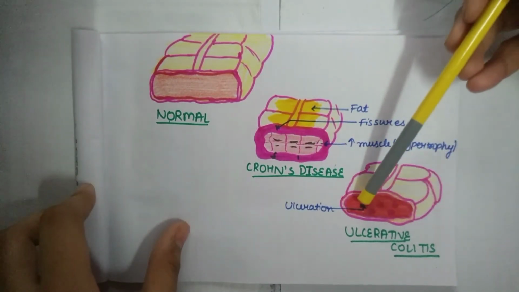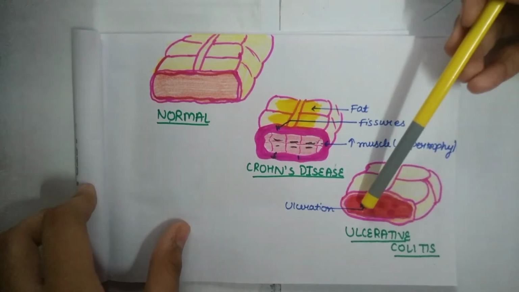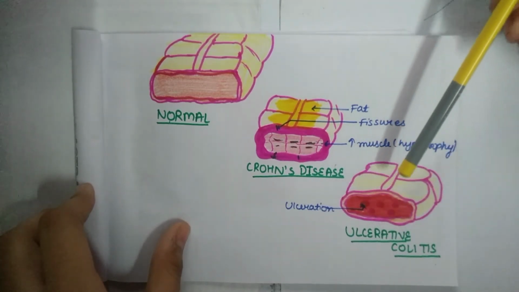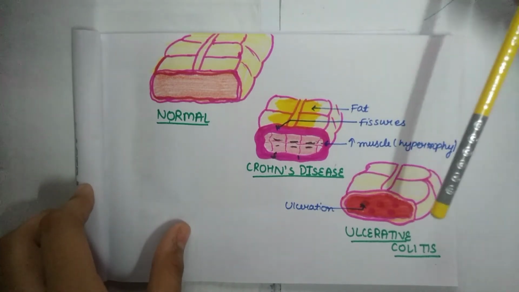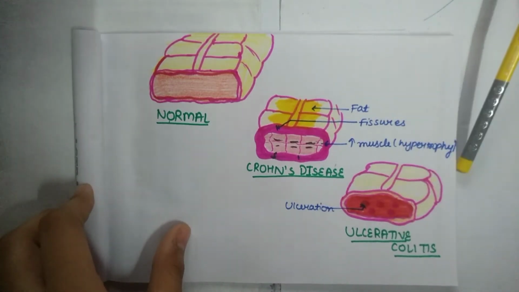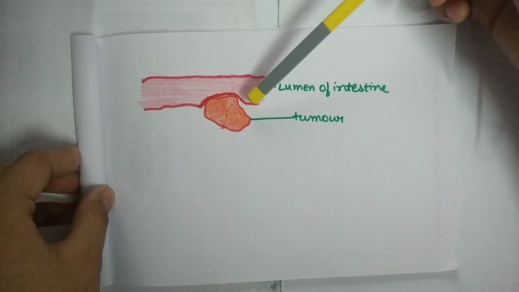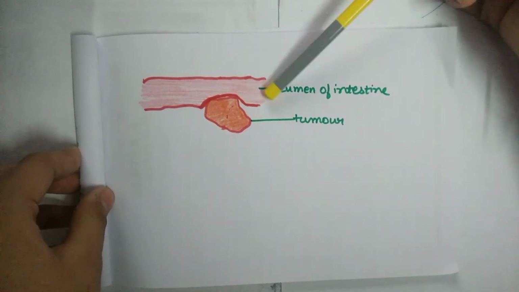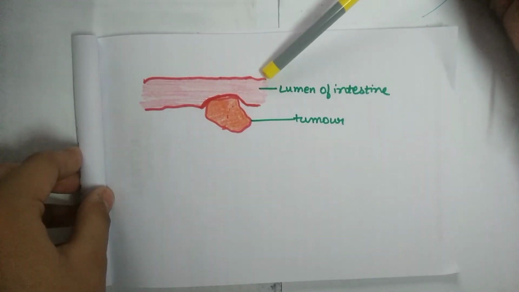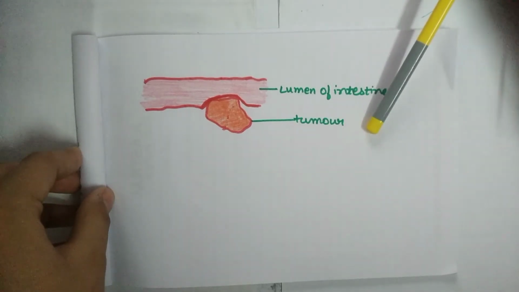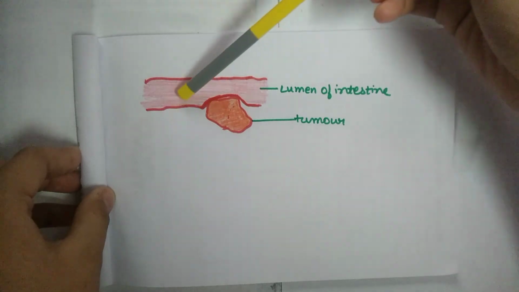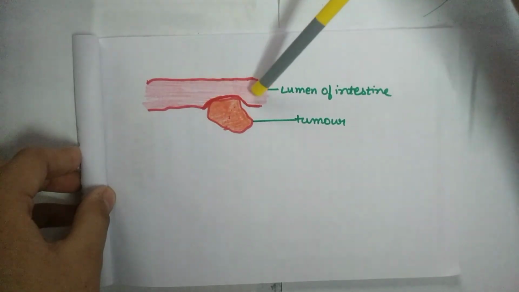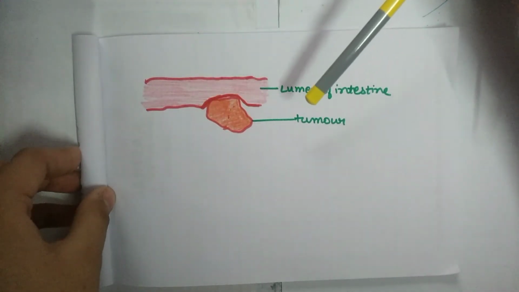As in inflammation, ulcers are forming, so it also can obstruct the course or the flow of material or food, as ulcers can increase in size. Now comes another cause of bowel obstruction, that is tumor outgrowth. Now the tumor is narrowing down the lumen here, due to which it is restricting the flow of intestine.